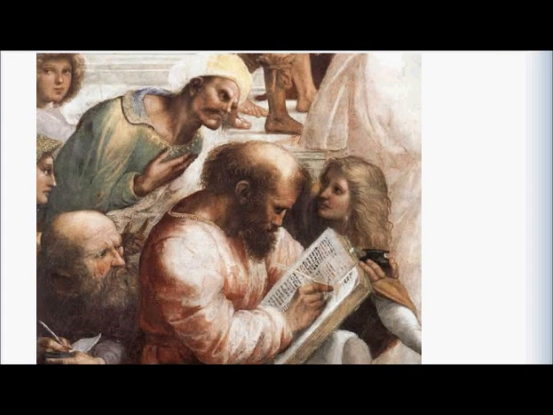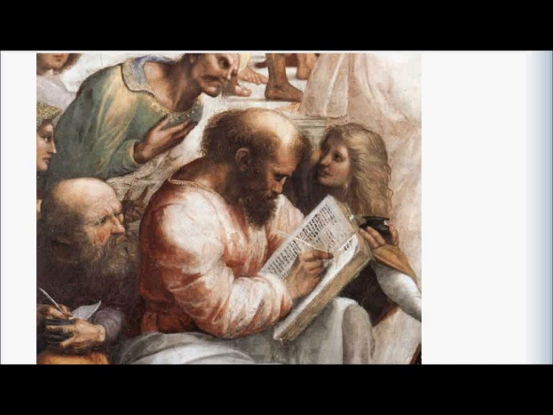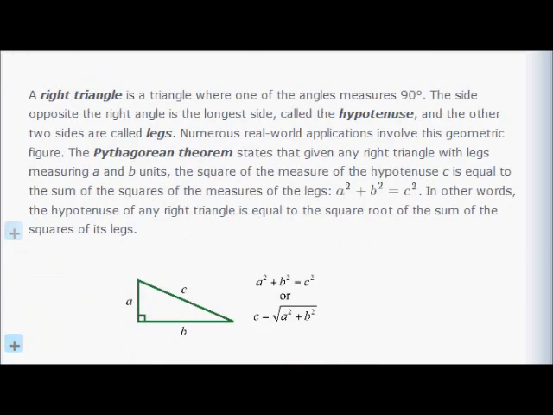Pythagoras is a guy from a long time ago, like you can see here by the clothing he's wearing. A right triangle is a triangle where one of the angles is 90 degrees. The side opposite of that 90 degree angle is the longest side of the triangle, and it's called the hypotenuse. The other two sides are legs.